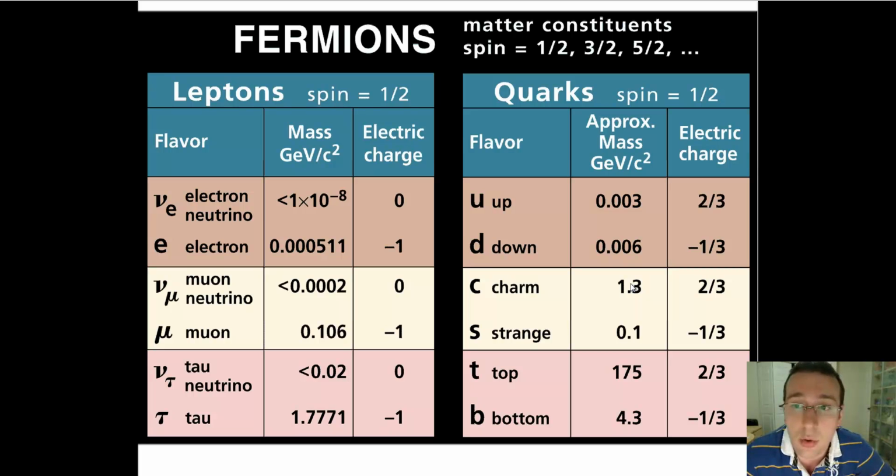But remember that quarks, because they have this property, can never exist by themselves. You never find quarks by themselves. You will always see them in groups of quarks put together, what we call hadrons, and we'll talk about that as well.